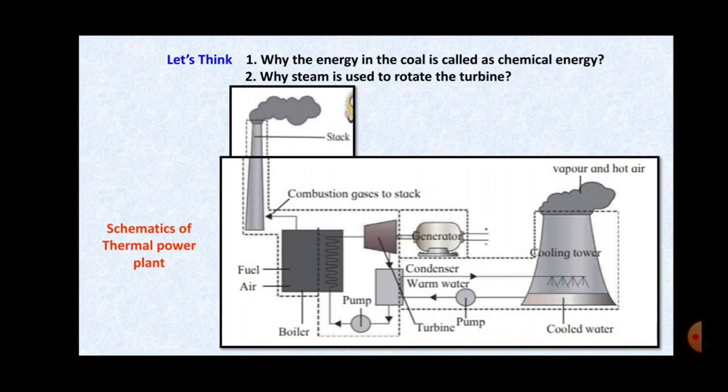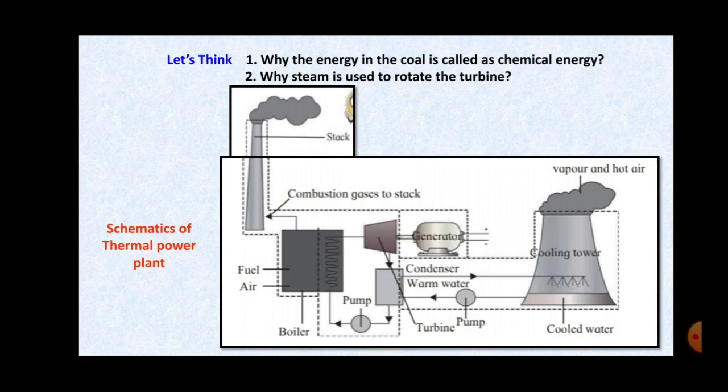Now once the turbine starts rotating, the steam which is used to rotate the turbine, its temperature and pressure decreases, right? And it is passed on to the cooling tower, where by the method of condensation, again the steam is converted into water, right? So this water in the cooling tower is circulated from the condenser.